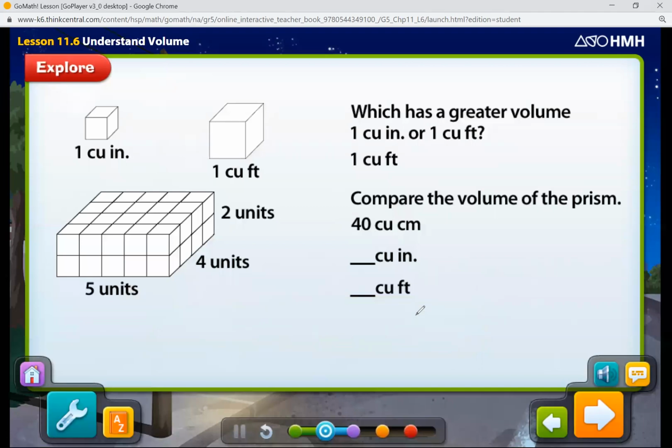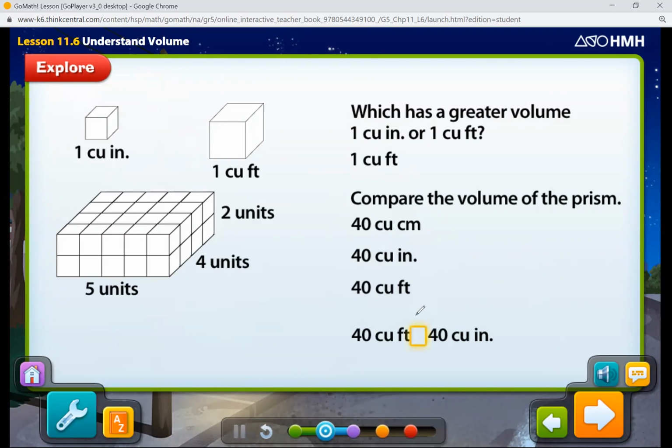Let's see what the answer is. The prism has a volume of 40 cubic centimeters. The numerical value for the volume of the prism in cubic inches and in cubic feet is also 40. Although each unit may contain the same number of unit cubes, the volume of the prism depends on the size of the cubic unit. Would a volume of 40 cubic feet be greater than, less than, or equal to a volume of 40 cubic inches?